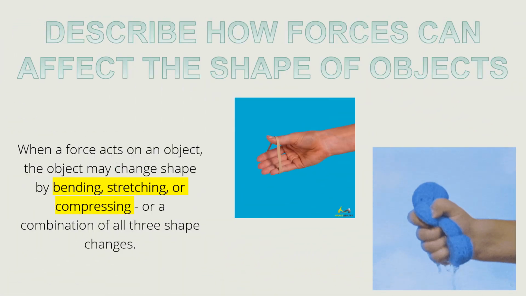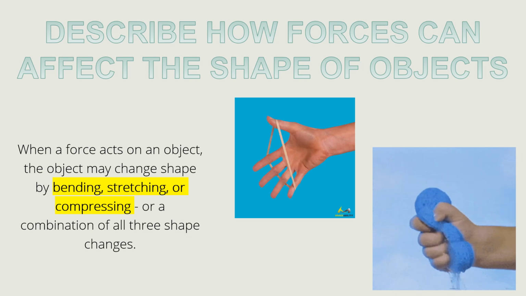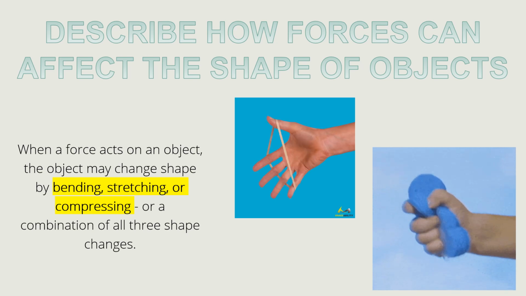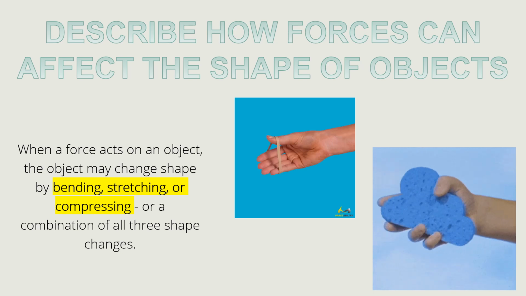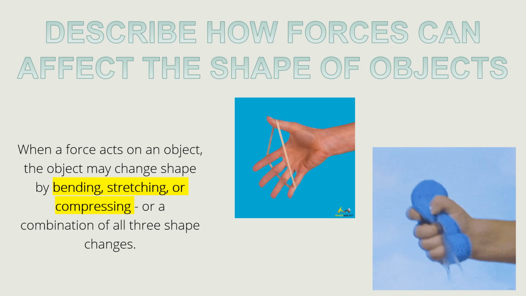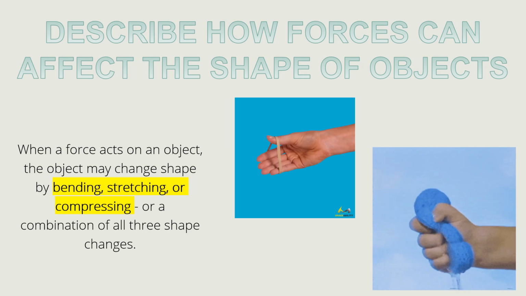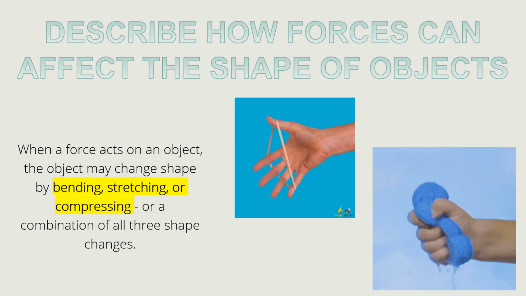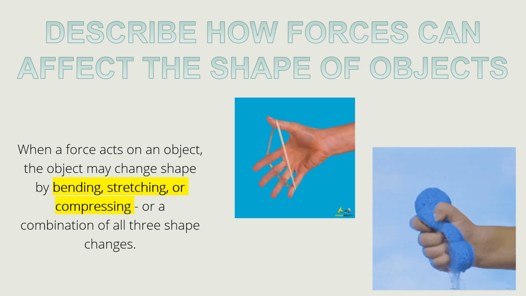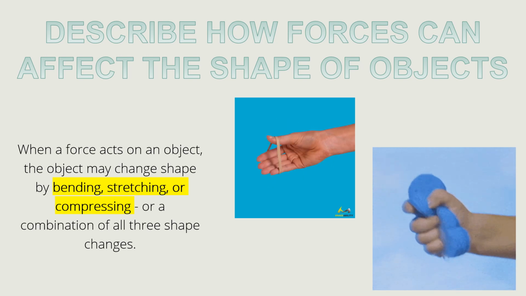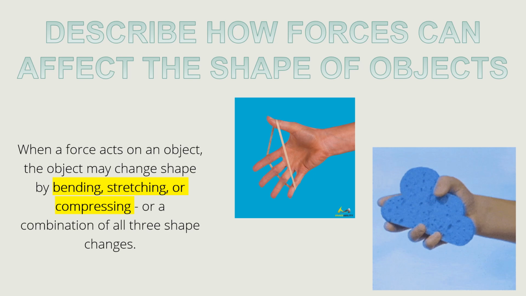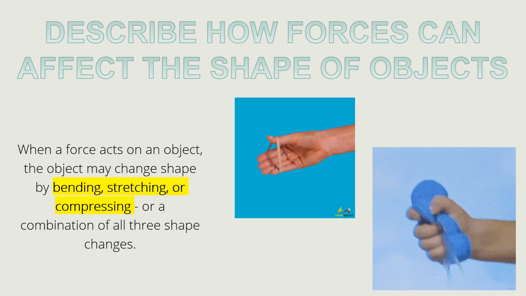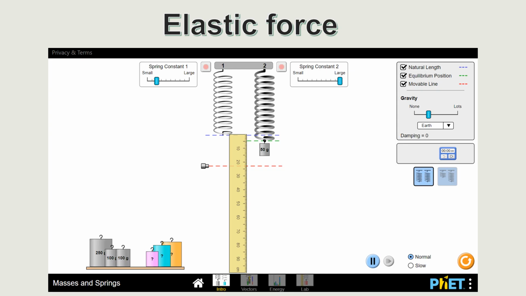The next thing we will mention is elastic force, or how different forces can affect not just how an object will move, but can also change its shape. Like you can see here, either by stretching, compressing, or bending, or a combination of these things, different forces can change the shape of different objects.